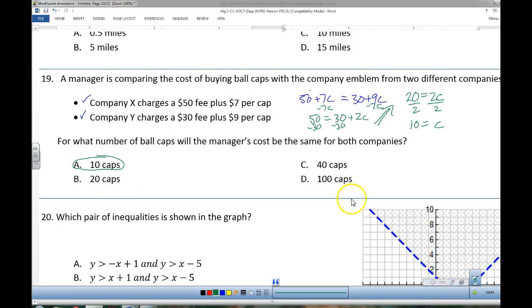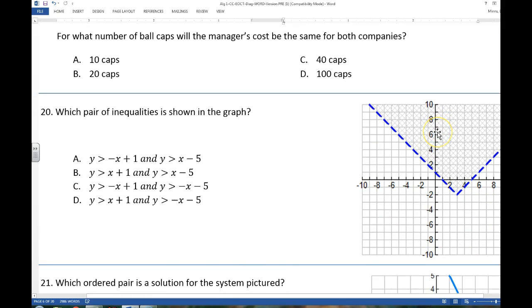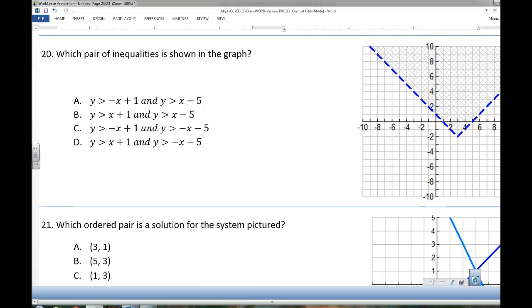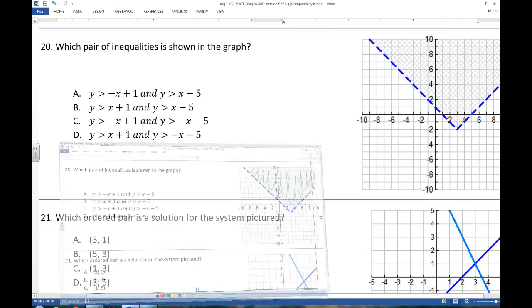Alright, we have a pair of inequalities below. Let's go check them out. Number 20. Which pair of inequalities is shown on the graph? I'm not sure you can tell on your piece of paper, but we are shaded in here. Doesn't really matter to the problem, but that's where the shading is if you can't tell on your graph. I just really need to look at both these lines, figure out what the equations of both these lines are, then I'll have it. Alright, let's do the first.